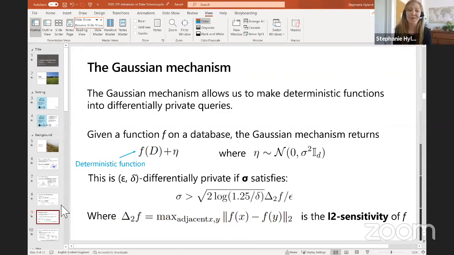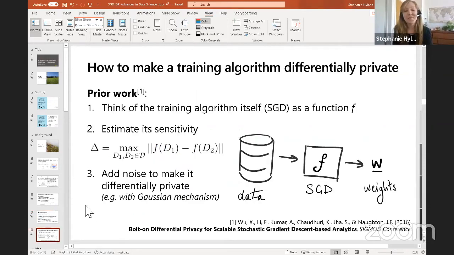Okay, so what does this have to do with machine learning? So the idea is, how do we make a training algorithm differentially private? So we think of the training algorithm itself, which is basically SGD, as the function on a database, which gives us as output some set of weights. So you do this, and then you say, okay, let's estimate the sensitivity of this function SGD. And if we can do this, then we use this Gaussian mechanism idea to add noise to make the whole thing differentially private. So this has been done, the citation at the bottom.